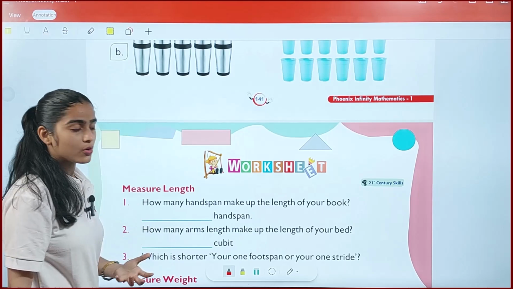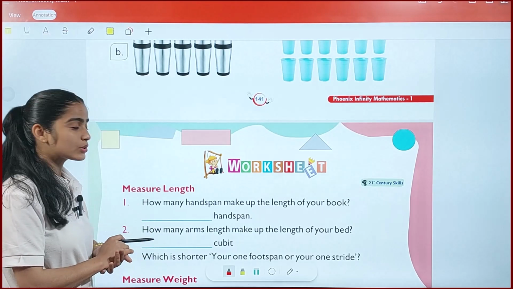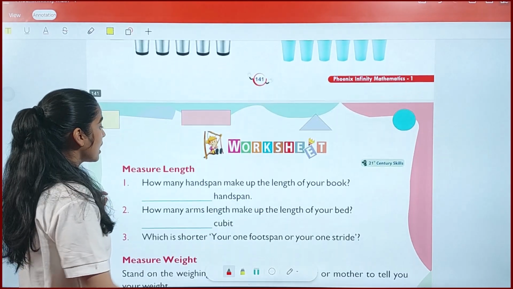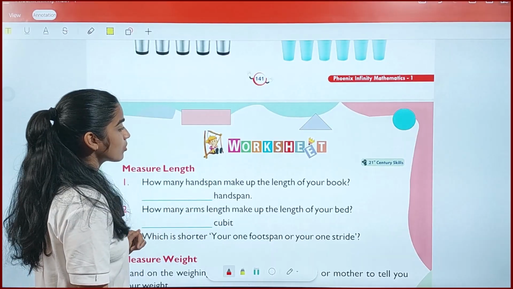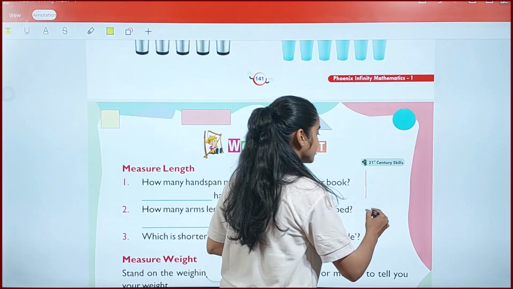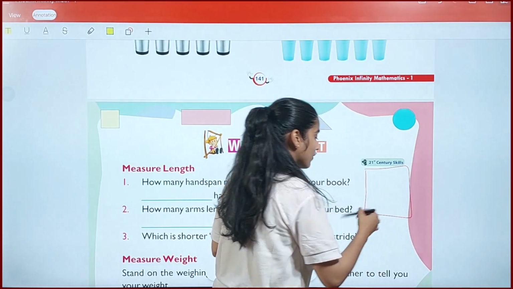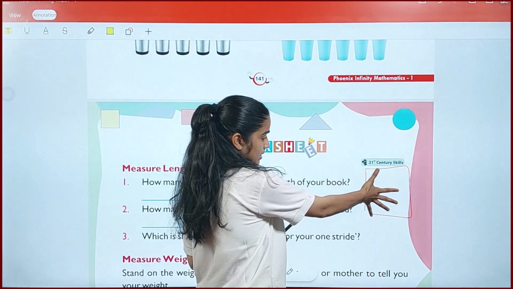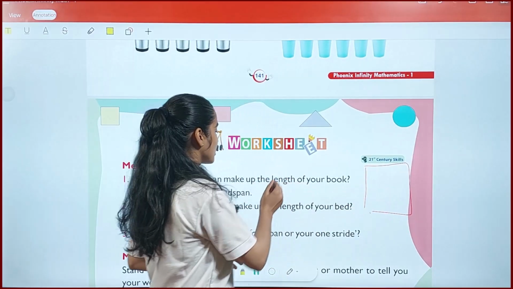Now we have our exercise. Sorry, now we have our worksheet. So are you excited for the worksheet, students? So measure length. How many handspans make the length of your book? So what you have to do, this is your book, and you have to measure with your handspan like this. So measure it and write your answer here.